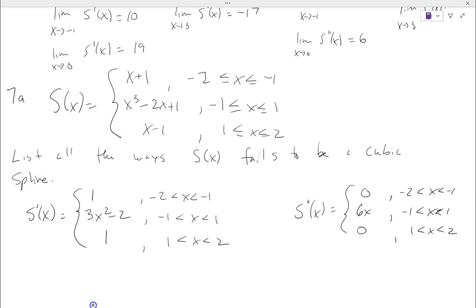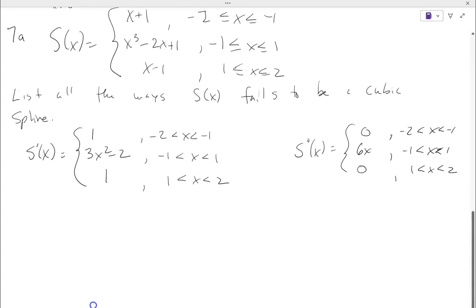Okay. So do the first derivatives match at -1? Yeah. Do the first derivatives match at +1? Yeah. If I put -1 into the second piece, that would be the limit from the right at -1, correct? And then we get 1. And if we look at the limit from the left at 1, it's also 1. It matches that piece, right? So the first derivative is not the problem.